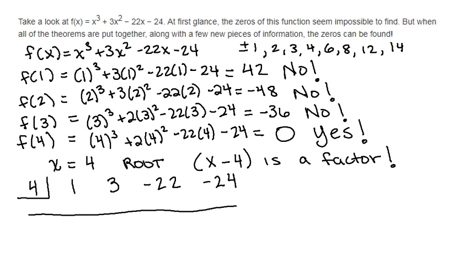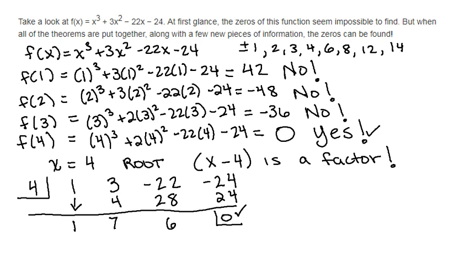And if you remember how to do this from the beginning of the chapter, we'll bring down the 1. 4 times 1 is 4. Then we're going to add those together. 3 plus 4 is 7. 4 times 7 is 28. We'll add those together. That comes out to be 6. 4 times 6 is 24. And when we add negative 24 and 24, we get 0, which we should because we already know the remainder is supposed to be 0 when we checked it before.